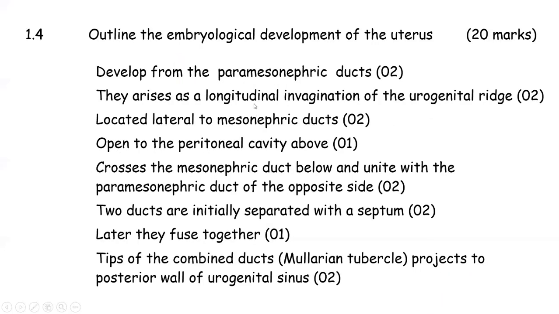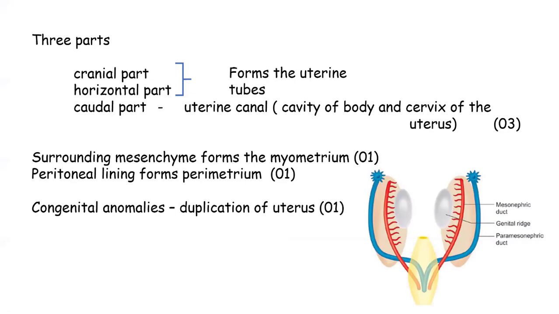First, you talk about the orientation of each part, right? The location, where do they originate? The location in relation to the mesonephric duct and how they come down and cross the mesonephric ducts, and the two ducts on the opposite side unite in the middle, right? Then you are talking about the fate of the three parts, right? Cranial part, horizontal part, and the caudal part.